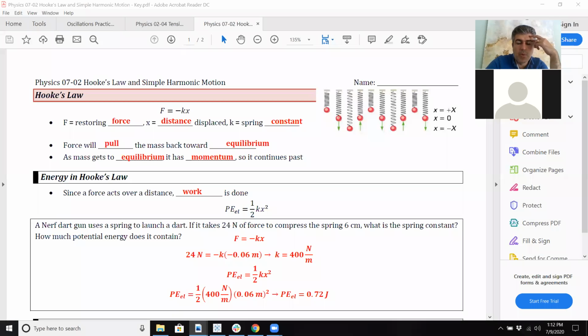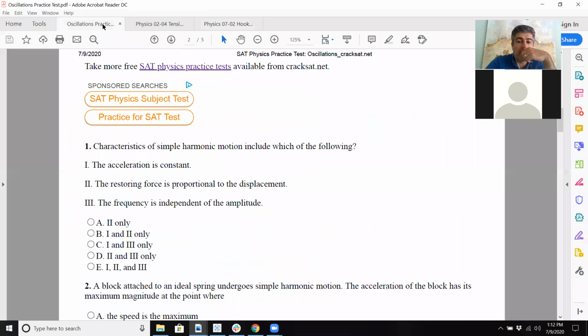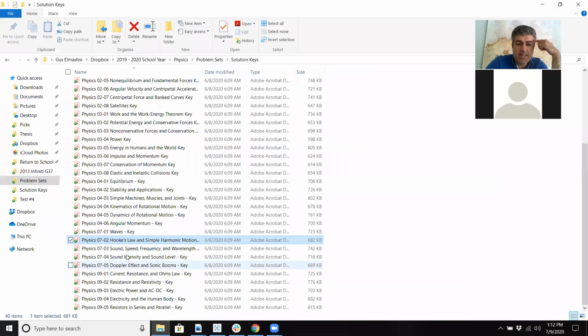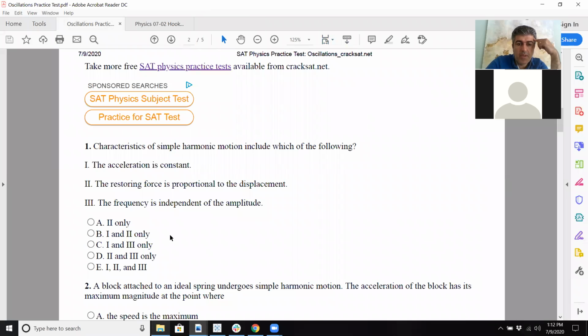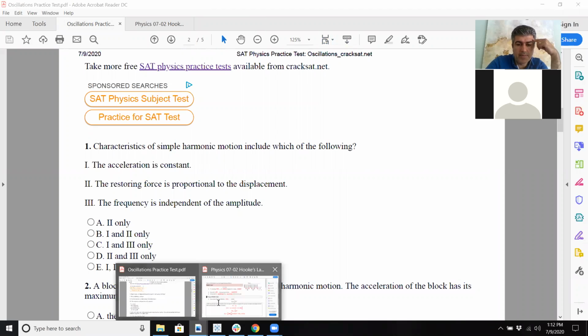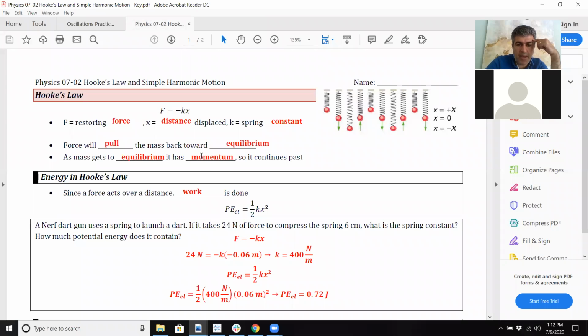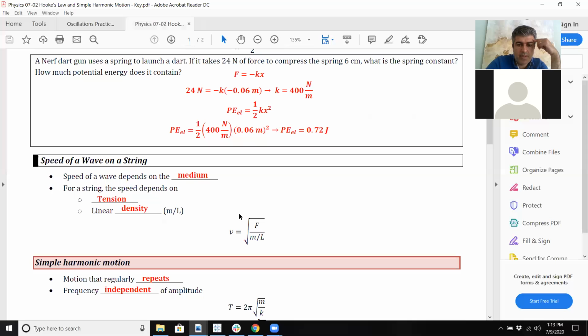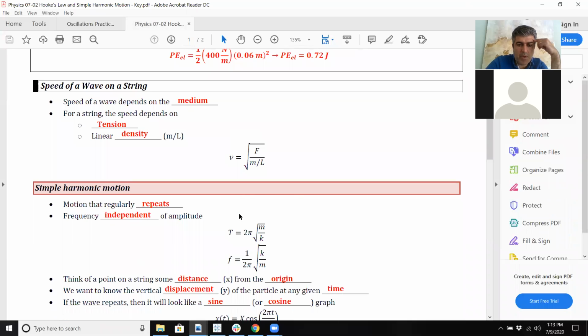Okay, so we're recording. Now we're talking about oscillations with simple harmonic motion, doing springs. If you really want to look for information on that, 7.2 would be a good place: Hooke's law and simple harmonic motion. We did talk about that last week. We did waves. So anyway, if I open that file, force equals negative kx. You have energy in Hooke's law, and there are some other things going on here with that.